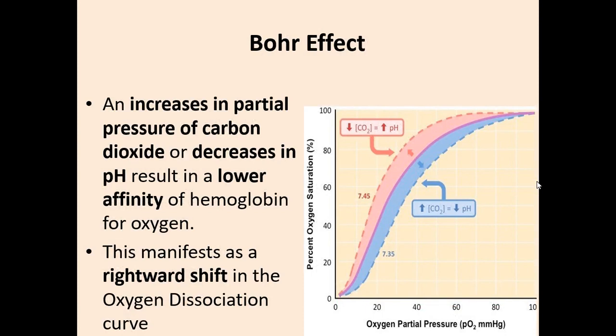Bohr effect. What is the Bohr effect? An increase in partial pressure of carbon dioxide or a decrease in pH results in a lower affinity of hemoglobin for oxygen, and this is called the Bohr effect. This manifests as a rightward shift in the oxygen dissociation curve. The Bohr effect is the influence of pH and partial pressure of carbon dioxide to facilitate the oxygenation of hemoglobin in lungs and deoxygenation of hemoglobin at tissues.